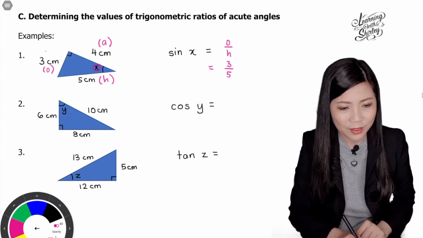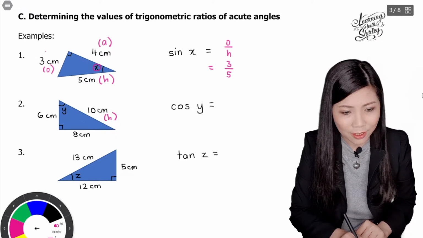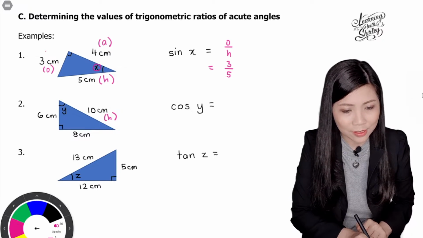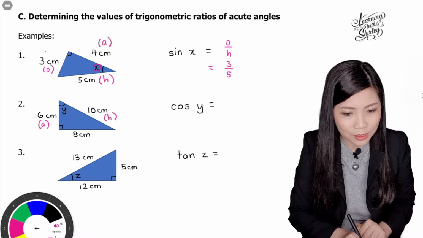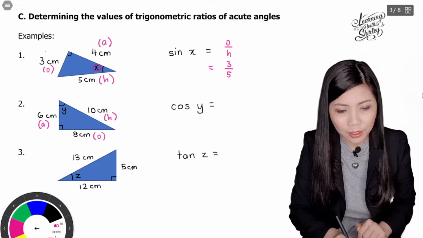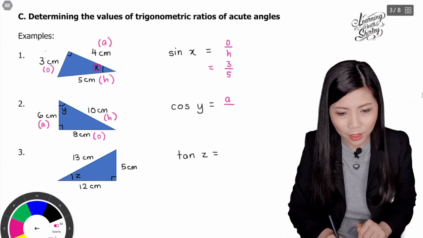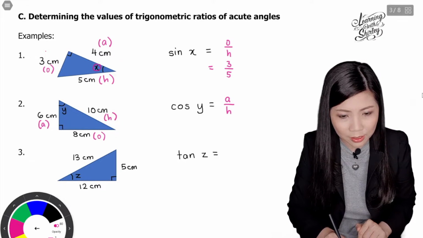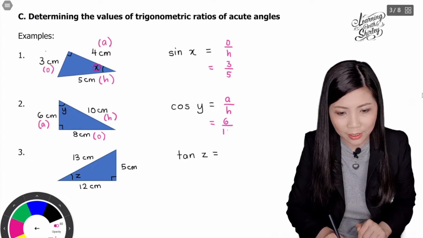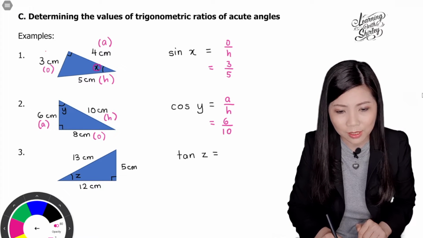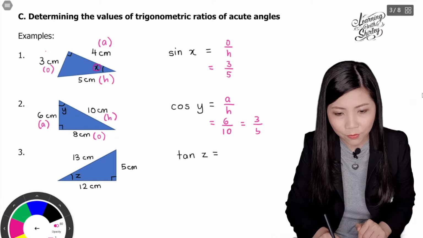Okay, number 2. We label the HAO first. The H is the longer side, which is here, and then A is the side which is next to the angle. And then this is the opposite side because it's opposite of the angle. Okay, so cos is A over H. So the A value is 6, over the hypotenuse H, which is 10. And then remember to simplify this into the simplest form. Top and bottom divided by 2, so we get 3 over 5.